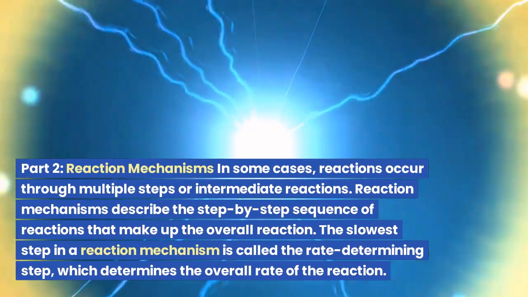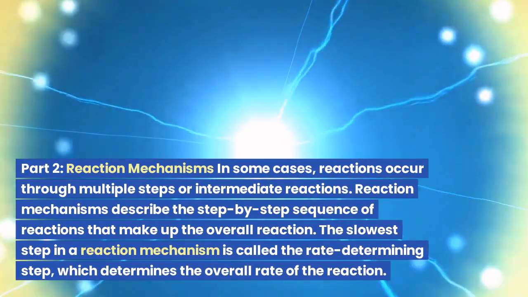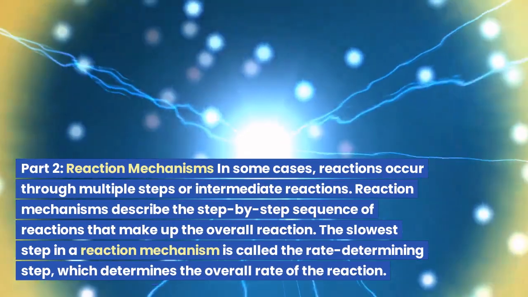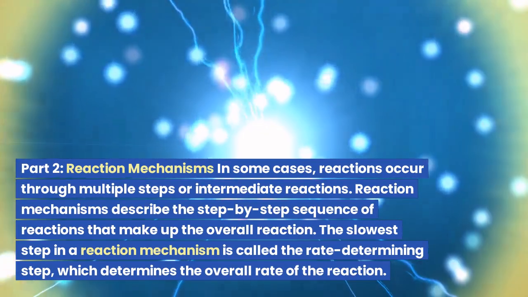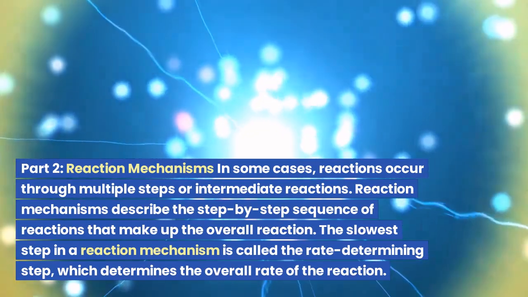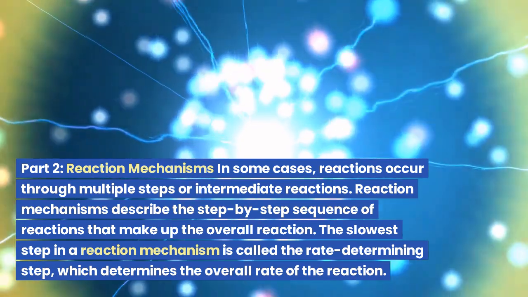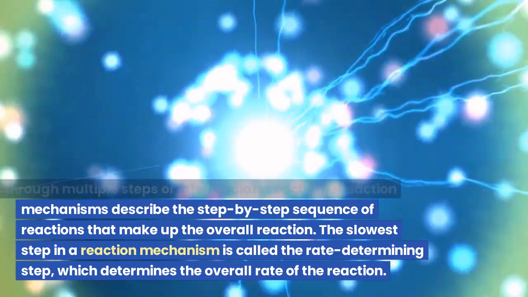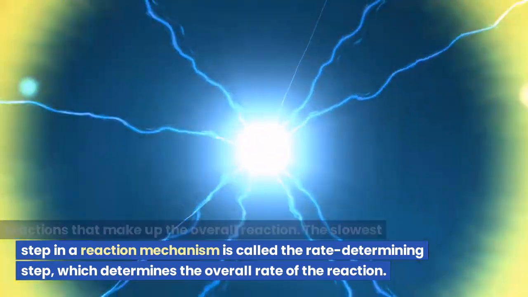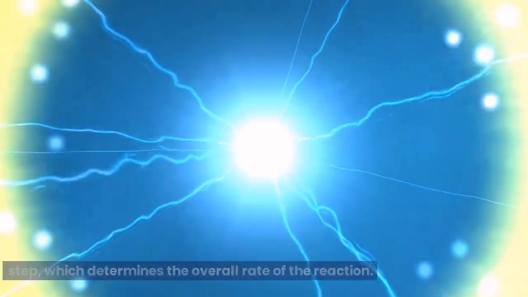Part 2. Reaction mechanisms. In some cases, reactions occur through multiple steps or intermediate reactions. Reaction mechanisms describe the step-by-step sequence of reactions that make up the overall reaction. The slowest step in a reaction mechanism is called the rate-determining step, which determines the overall rate of the reaction.